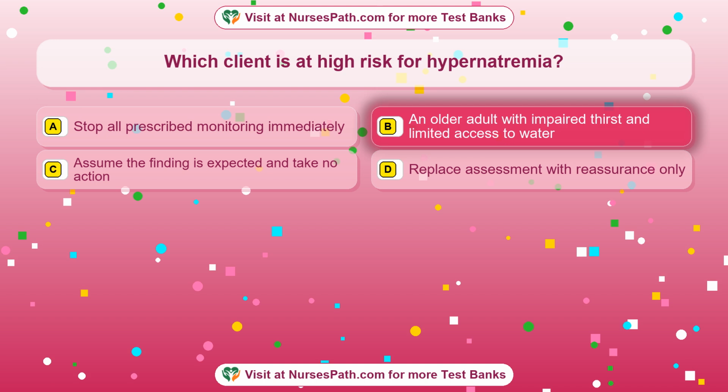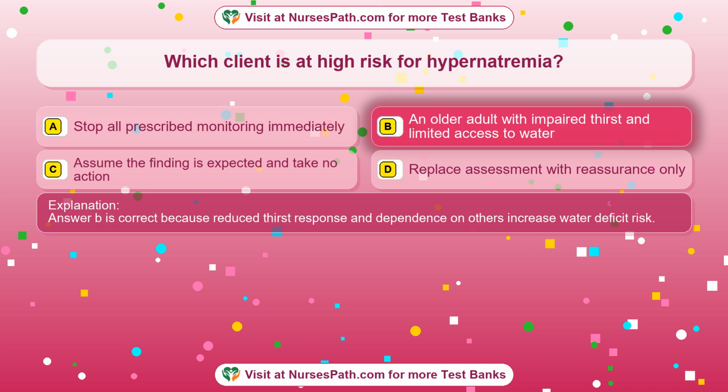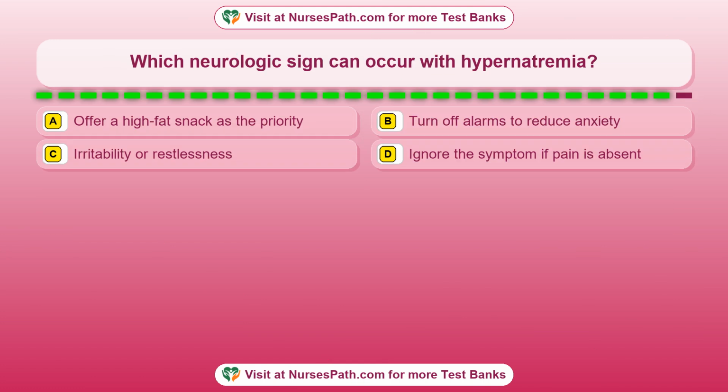An older adult with impaired thirst and limited access to water. Answer B is correct because reduced thirst response and dependence on others increase water deficit risk. Question 3. Which neurologic sign can occur with hypernatremia? Option A. Offer a high-fat snack as the priority. Option B. Turn off alarms to reduce anxiety. Option C. Irritability or restlessness. Option D. Ignore the symptom if pain is absent.